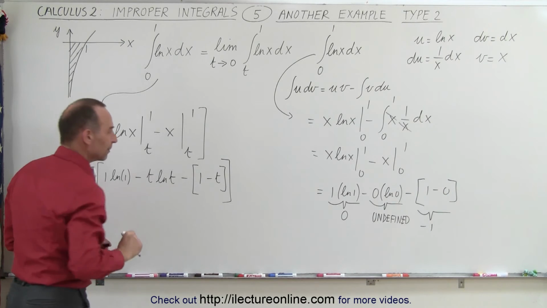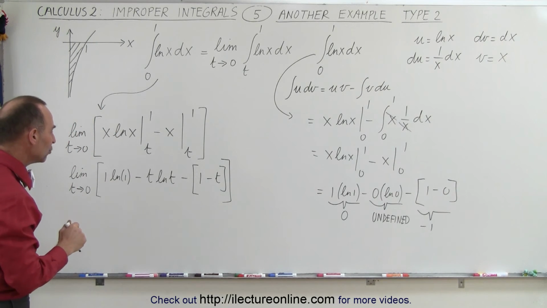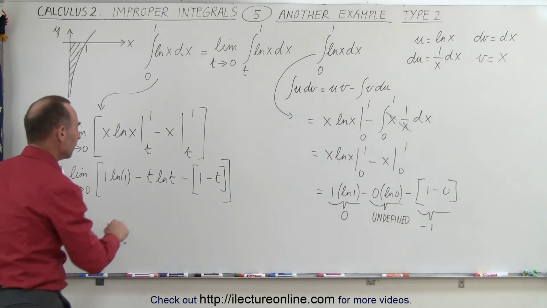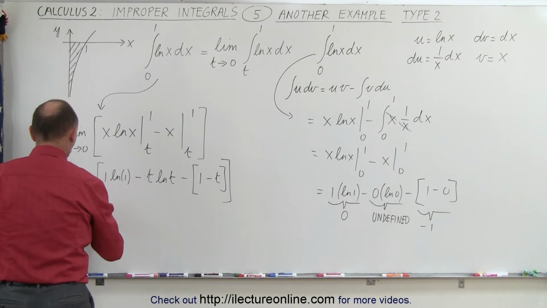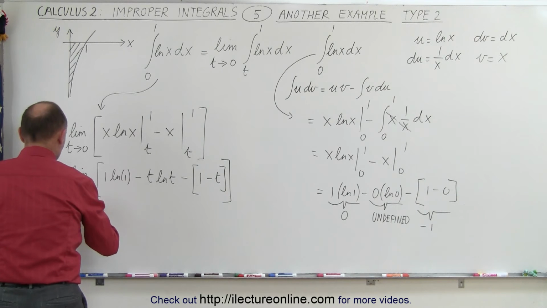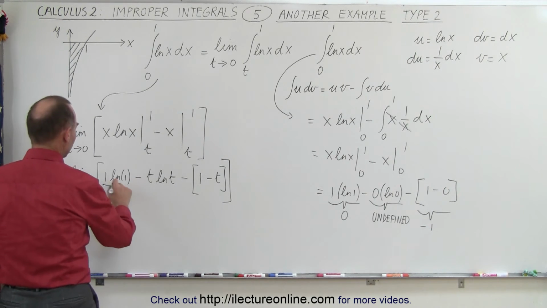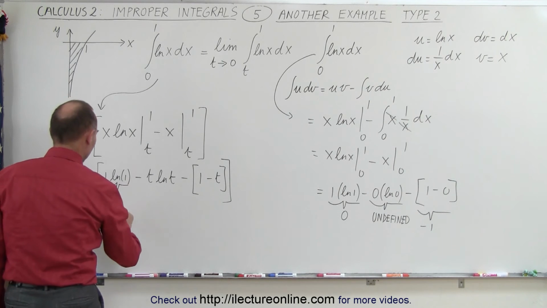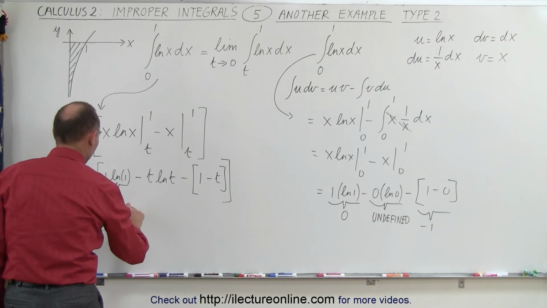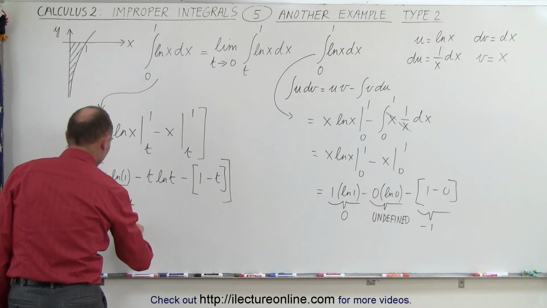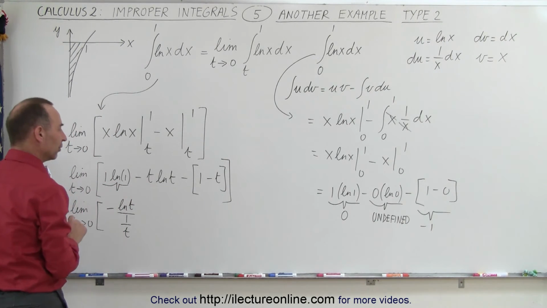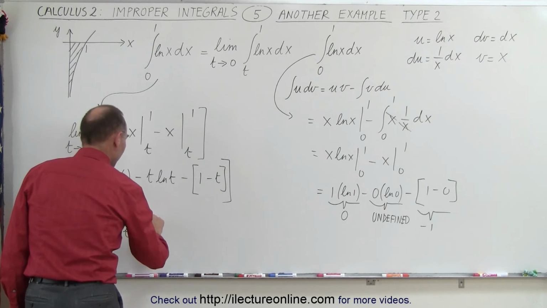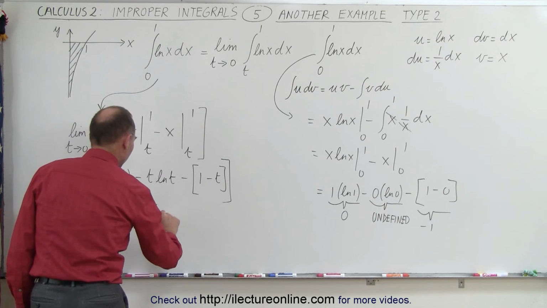But what do we do here? Well, we're going to rewrite that into a fraction format by writing this as 1 over t in the denominator. So this is going to be written as the limit as t goes to 0 of, well, this is already 0, so we don't need to repeat that. This can be written as minus the natural log of t over 1 divided by t. So I'm bringing the t to the denominator and writing it as an inverse. And then this here would be minus the quantity 1 minus t.